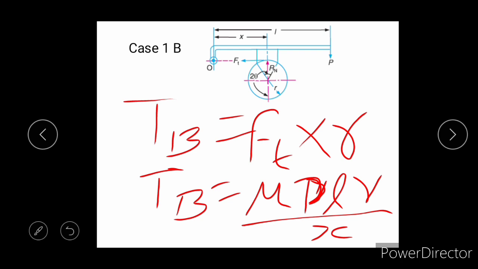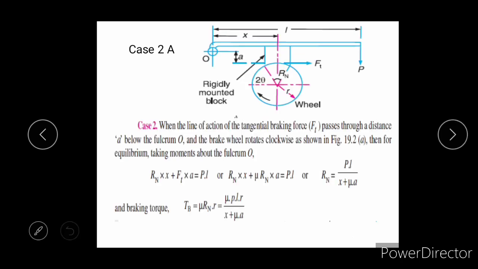Okay, now moving towards the next case, case 2. This is the first part, case 2a, in which the wheel is moving in clockwise direction first, and the second thing in case 2 is that the line of action of this tangential force is below the fulcrum by a distance small a, right? So the line of action of this tangential force is not passing through the fulcrum, and is below the fulcrum by a distance small a. So this is our case 2.